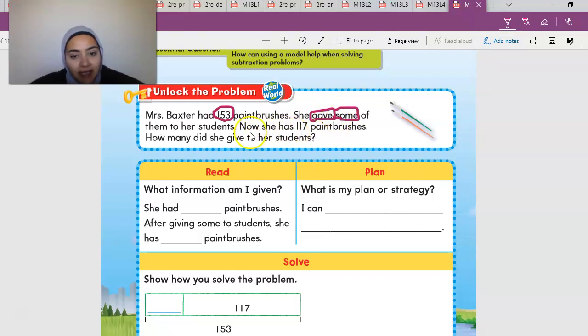Now she has, now is a keyword. That means equals. Now she has 117 paintbrushes. Circle that. Underline the question. How many did she give to her students?